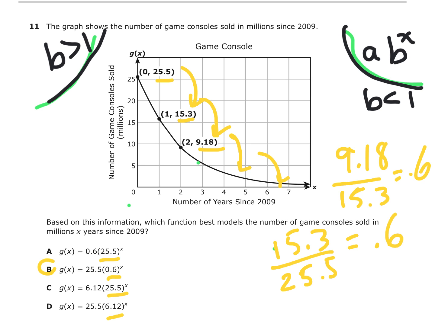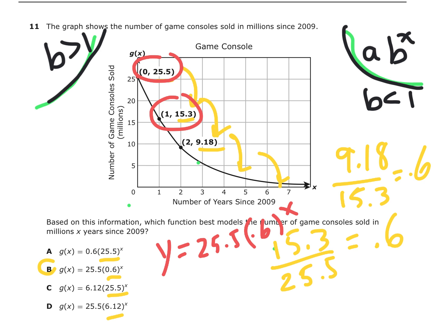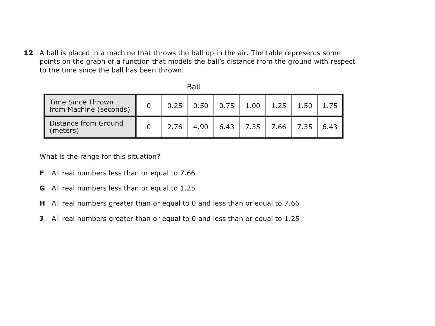And I know somebody's thinking, well, is there a way that we can check that? Yes, you can. So in this one, you can have your calculator as y is equal to 25.5 times 0.6 raised to the x power. When x is 0, 0.6 to the 0 is 1. 1 times 25.5 gives you this right here, 25.5. When x is 1, y is 15.3. And when x is 2, y is 9.18. So that's a quick and easy way to check. Regardless how you do it, the answer is going to be answer B.